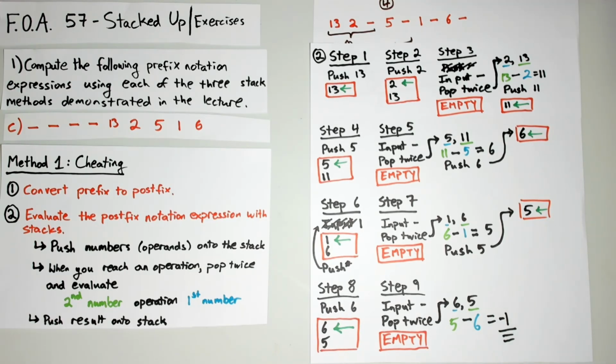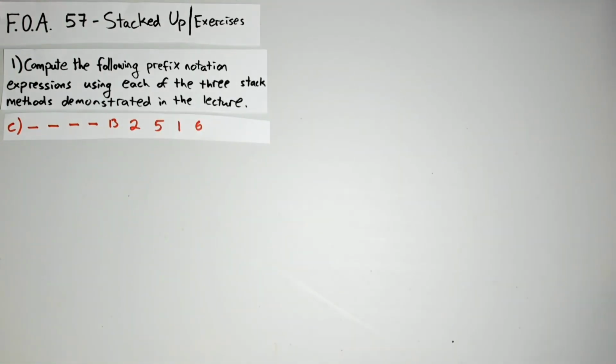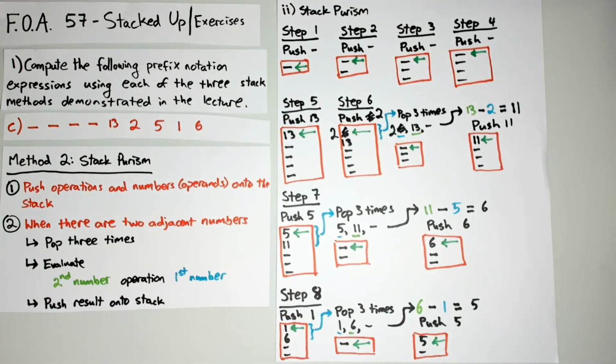to get negative 1. Okay, so negative 1 then should be our final answer for any of the methods to part C here. Let's find out if that's the case. You'd be pretty disappointed in me if it wasn't the case, I guess. Okay, so let's go ahead and use stack purism here. So here, just pure stacks, we're going to be pushing operations and numbers onto the stack.